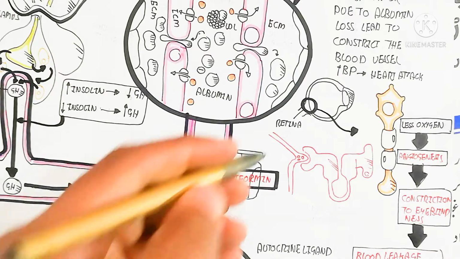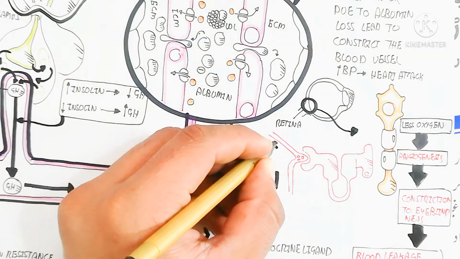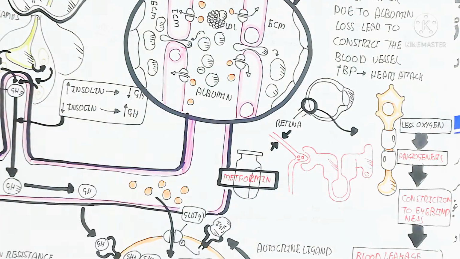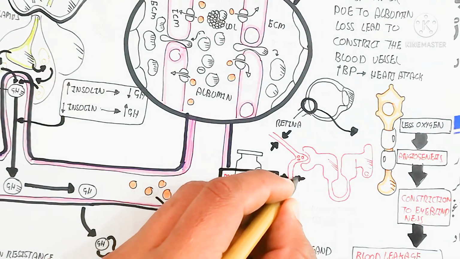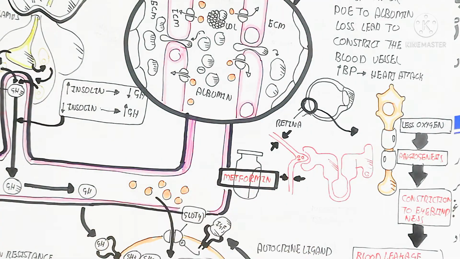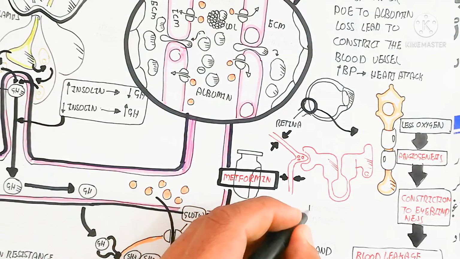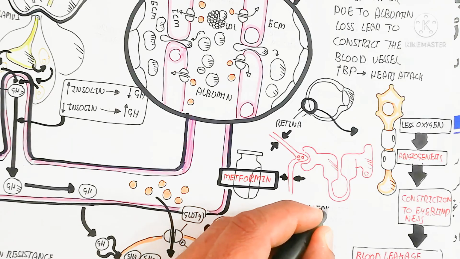Here you can see the nephron, which contains the glomerulus. The glomerulus also contains thin veins and arteries. In this way, it is also constricted, leading to nephritic disease.